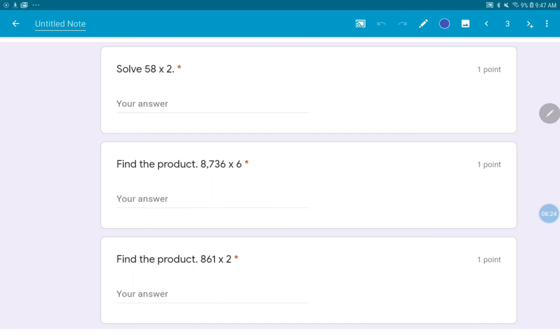Next, we've got 58 times 2. Okay, so let's see. I'm going to show you an area model. This is just one.